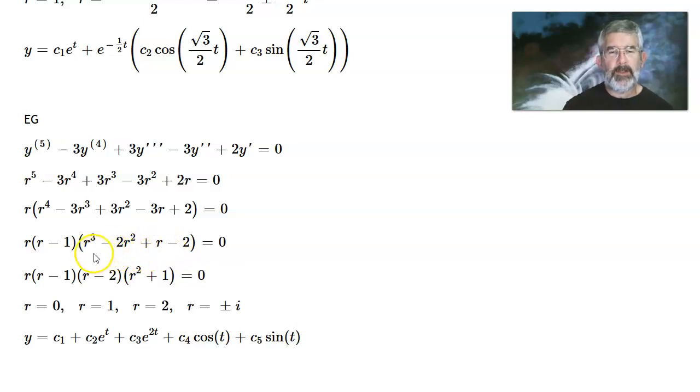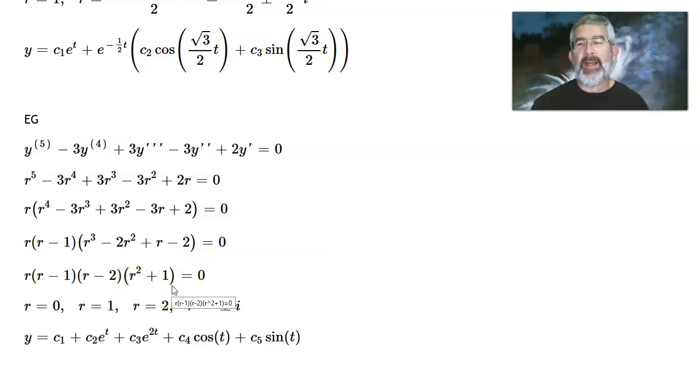r equals 1 doesn't work again. 1 minus 2 plus 1 minus 2. Nope, doesn't work. Negative 1 I don't think works either. Minus 1, minus 2, no, that's all negative. So r equals 2 is my next choice. 8 minus 8 plus 2 minus 2. Woo, that one works. So r minus 2 is a factor. Again, divide using polynomial long division or synthetic division, however you want, to get this last factor, r squared plus 1.